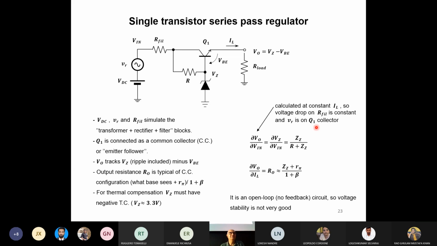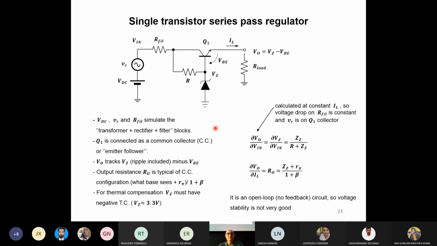The cheapest way. Don't be fooled by the number of components. The real components for a regulator are Q1, R, and the Zener diode. The other stuff are just the parasitic elements that we always place in the circuit. In particular, I am supposing that this voltage is generated by a transformer and a capacitive filter, so at the end of everything we have a DC component in the output voltage, a ripple voltage, and we can consider the filament and also the diode resistance. Everything is placed here, and it's written here as well.